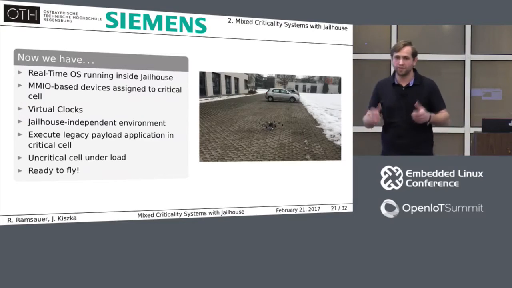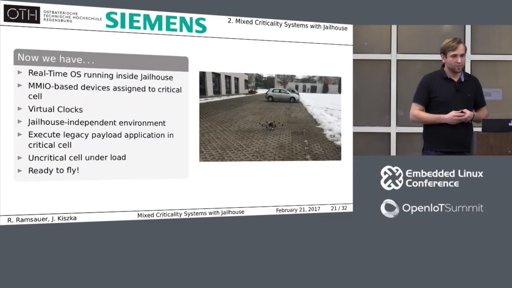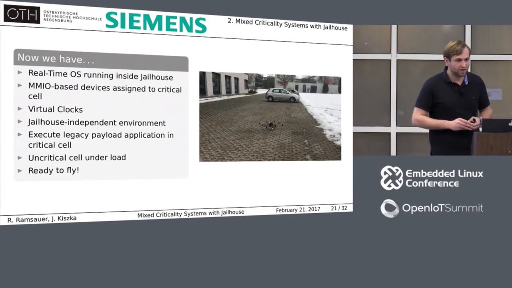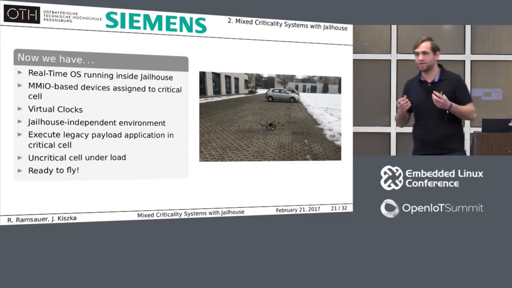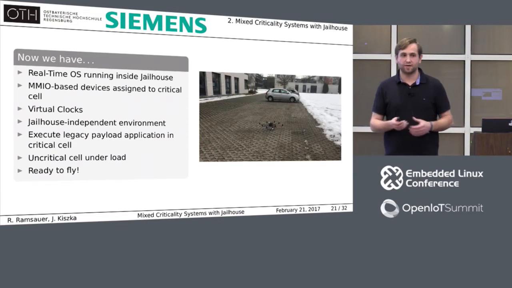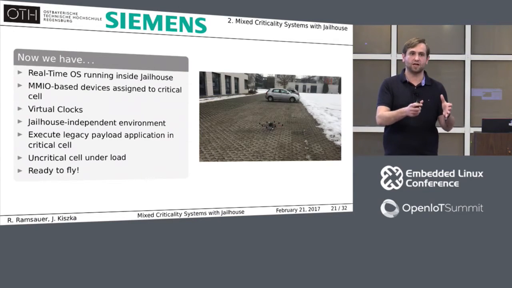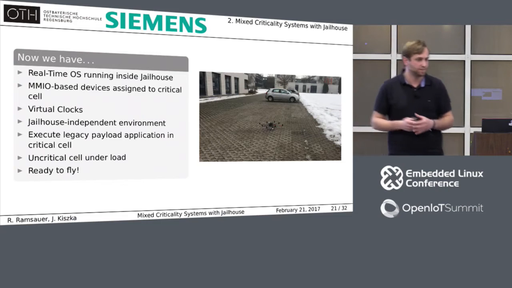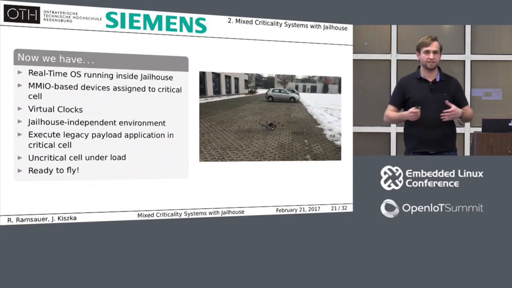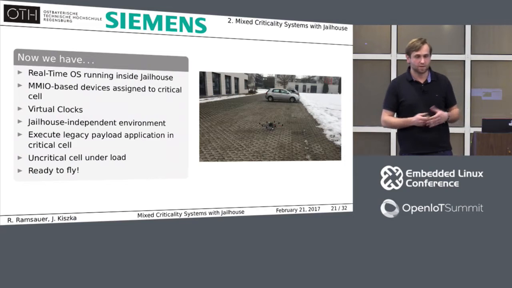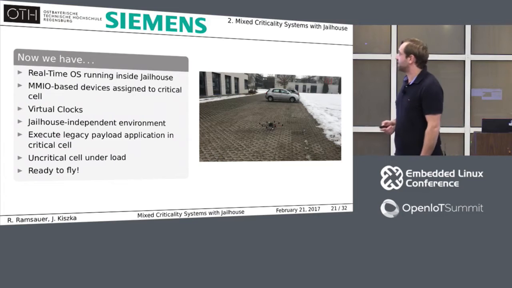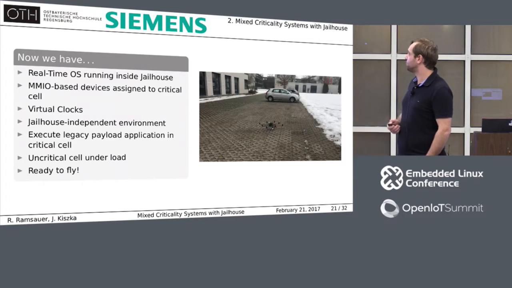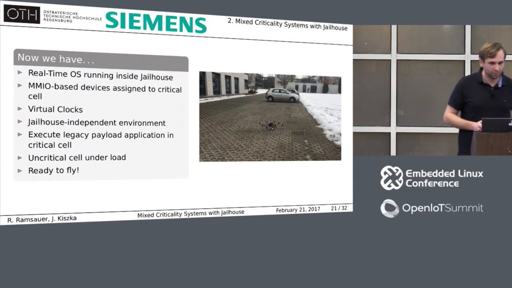Yeah, so now we have a real-time operating system running inside Jailhouse. We have MMIO-based devices assigned to the critical cell. We have a virtual clock interface, and we have a Jailhouse independent executing environment. So we can run the same application inside Jailhouse that we were running before without Jailhouse. So this makes it easy for us to port existing legacy applications. And while the uncritical cell is under full load, we start our platform and we are ready to fly, and I would like to show you a short video.